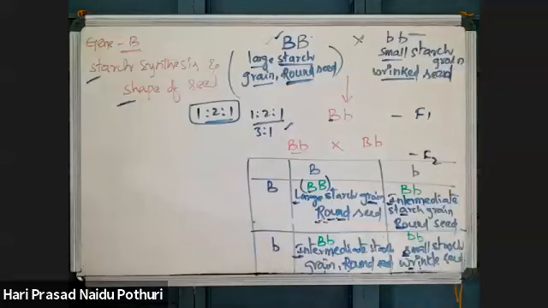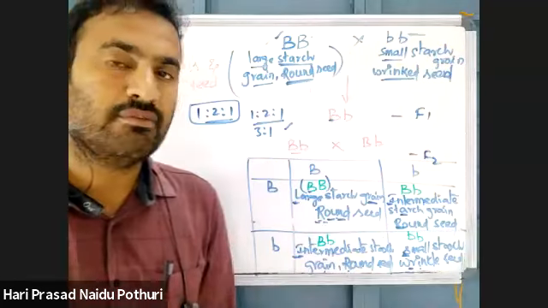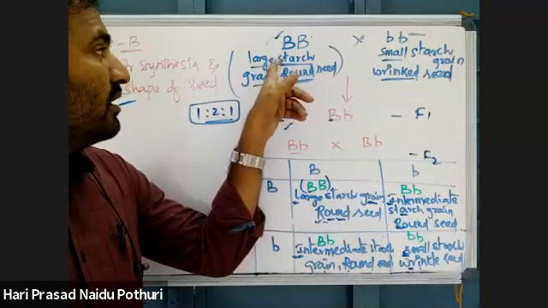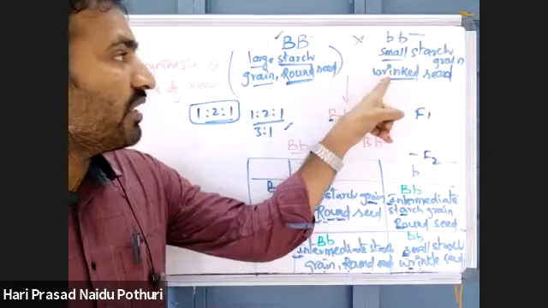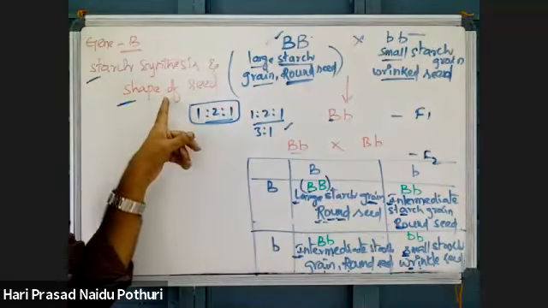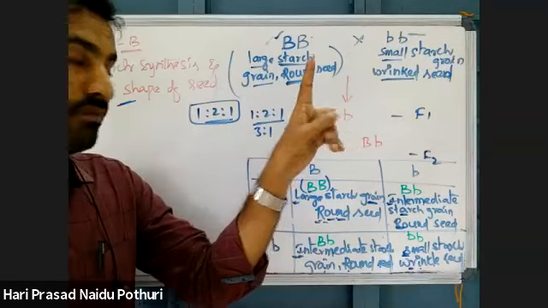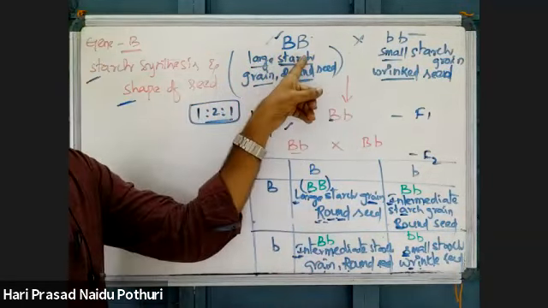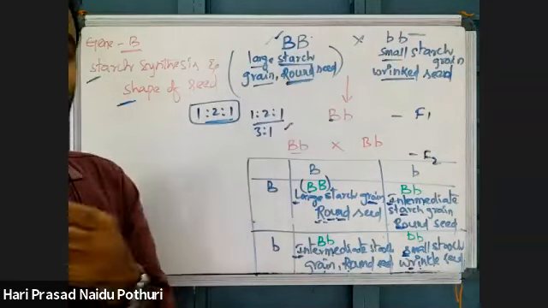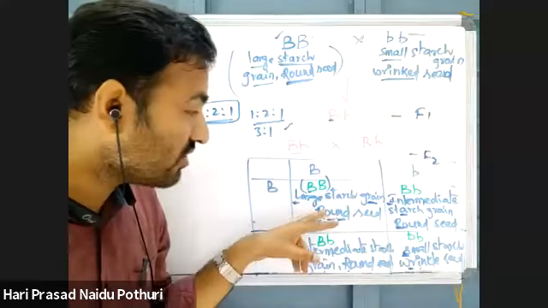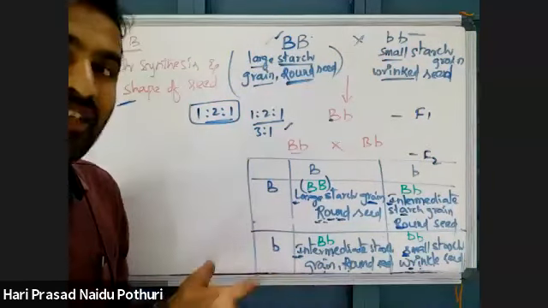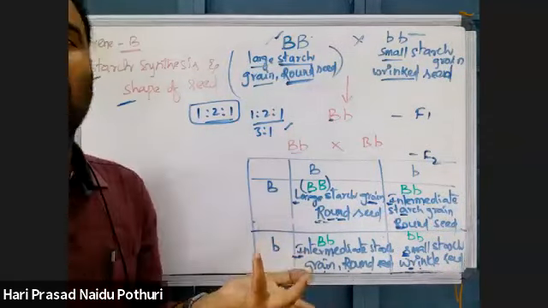What is pleiotropy? I told you it is due to interaction or interrelationships between metabolic activities. See here, starch synthesis is one metabolic activity. Yes or no? Whereas the formation of a particular shape of the seed is one metabolic activity. One metabolic activity is starch synthesis. Another metabolic activity is seed shape. By one gene, both are interrelated. How? Starch is produced more means seed will get more starch, so it will get round shape. That's all.